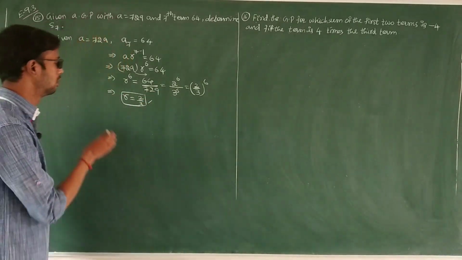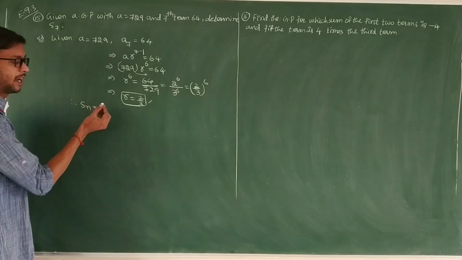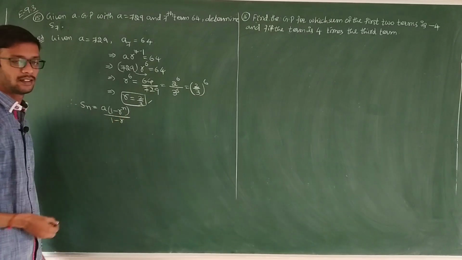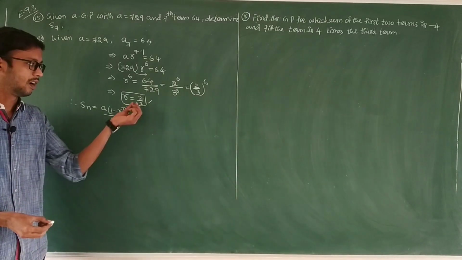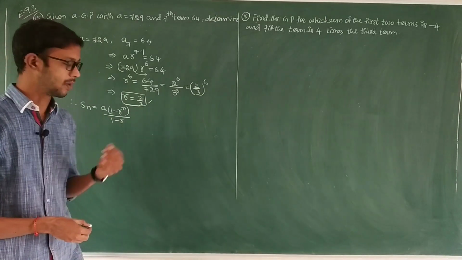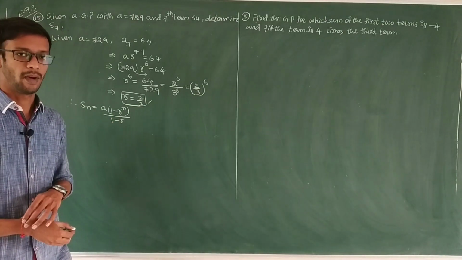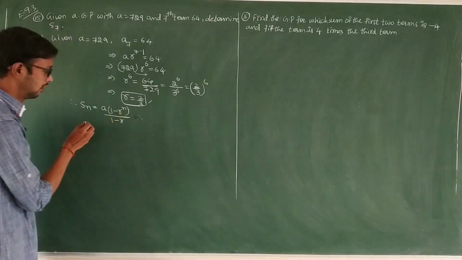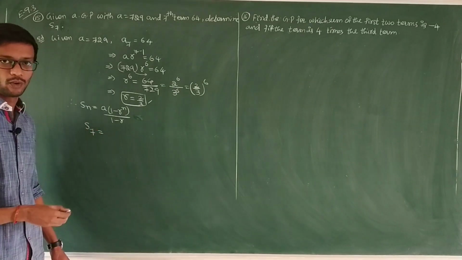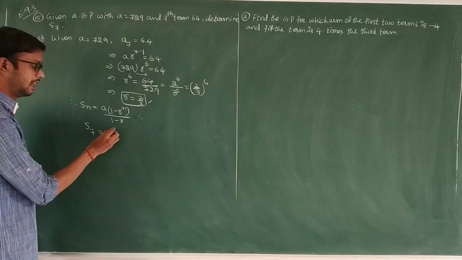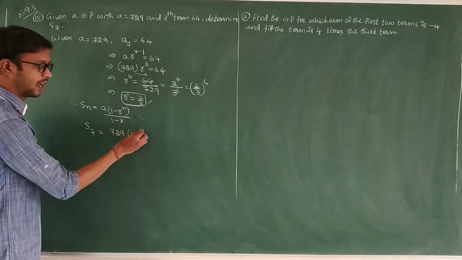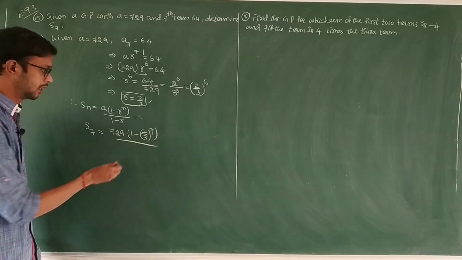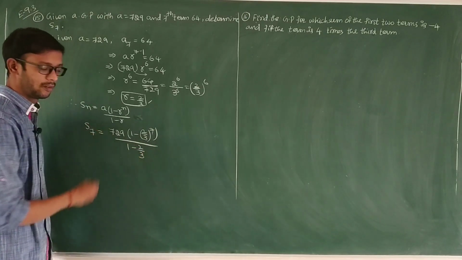Common ratio we know. So S7. Sn formula, writing first: a into 1 minus r power n by 1 minus r. Why? Because the r value 2 by 3 is positive, just for that purpose I am using the 1 minus r formula. So now, S7, n value is 7. a is 729 into 1 minus 2 by 3 power 7 divided by 1 minus 2 by 3.